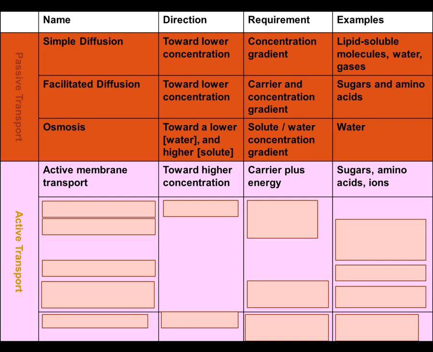In this class, we'll focus on ions being pumped against their gradient. Yes? So you have sugars and amino acids under both facilitated and active membrane transport. The difference is, if you remember, when we set up passive transport, we said there first has to be a gradient established. What establishes that gradient?